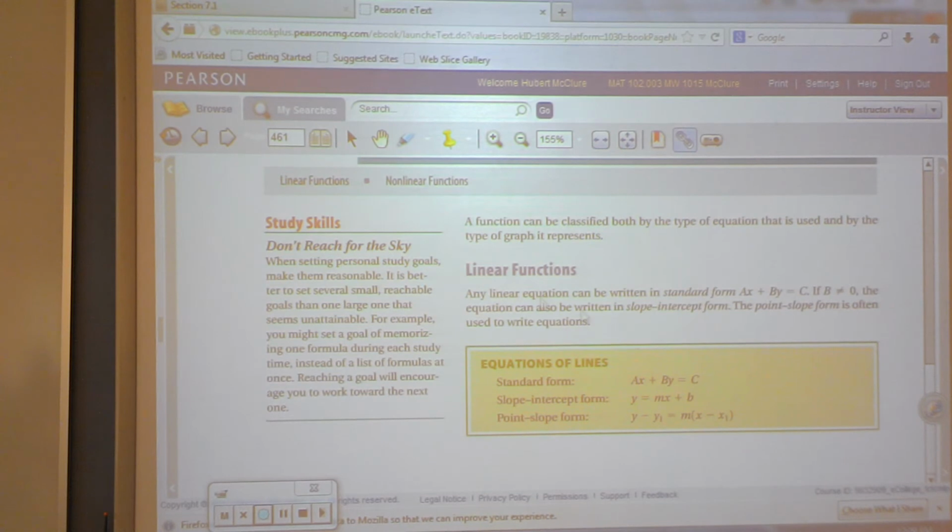Graphs of functions. Golly, look at there. y is equal to mx plus b, and y minus y sub 1 is equal to m times x minus x sub 1. What are those?